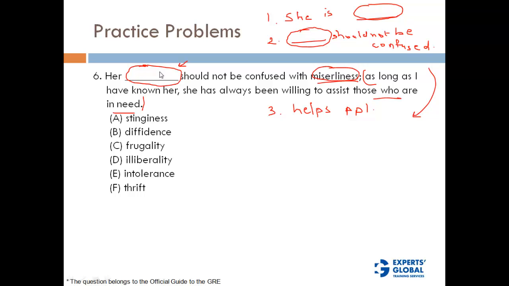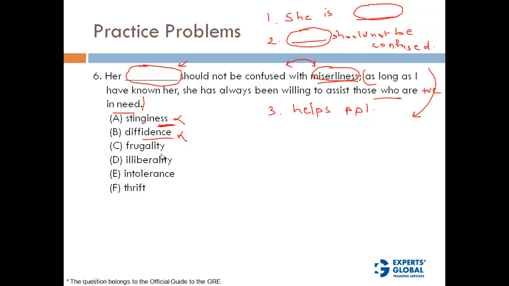So before we go to the choices, what kind of words will fit here? Obviously the word has to be something like miserliness, but a little softer version of that, because we also have a positive aspect here, correct? So what would those words be? Okay, stinginess is a negative word, so we will not use it. If you use stinginess, you will not be able to do justice to this positive aspect. In fact, it is similar to miserliness, right? Very, very negative. So that is not a good choice.